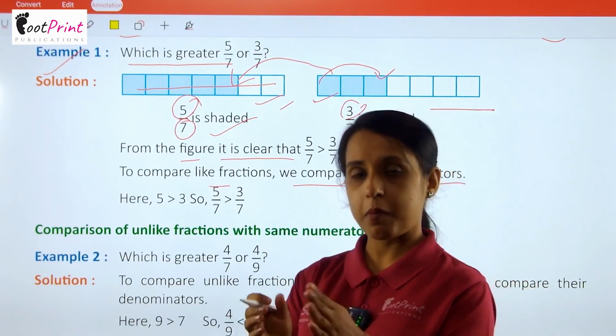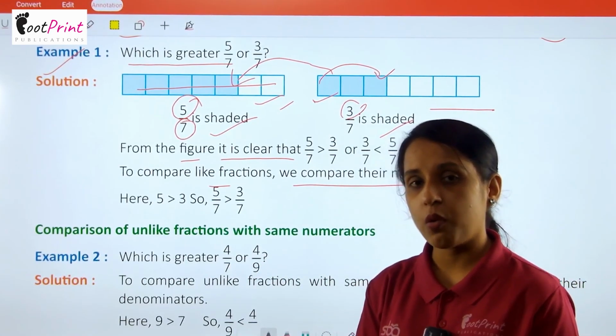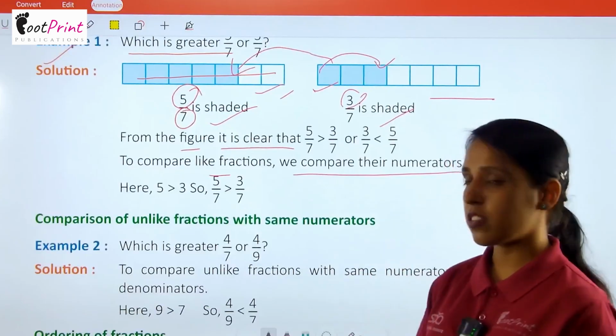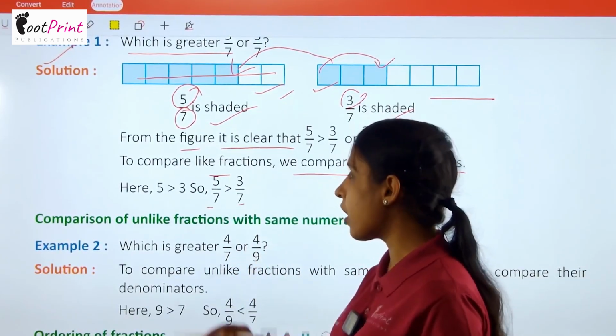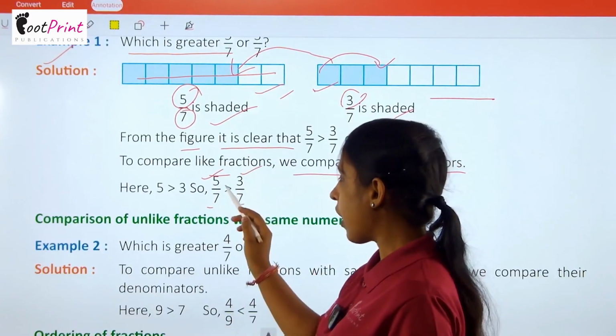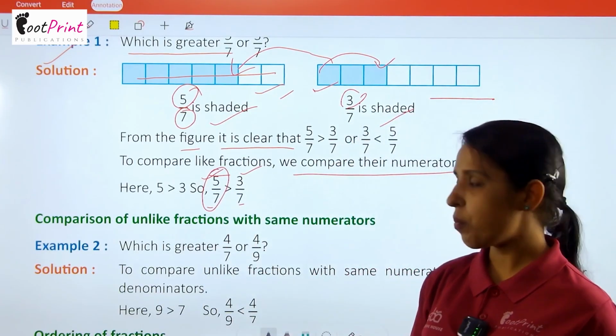तो जब भी हम like fractions को compare कर रहे हैं तो हमें किसे compare करना पड़ेगा, उनके numerator को, because denominator तो same होता है. ठीक है, so here denominator same है, numerator 5 and 3. तो 5 बड़ा है 3 से, it means 5/7 जो हमारा fraction है वो बड़ा होगा.